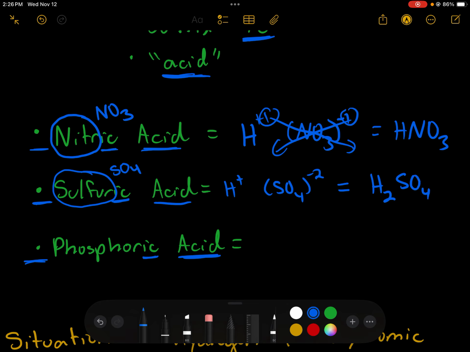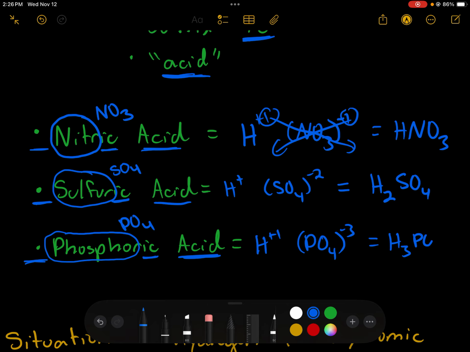Phosphoric acid. I am looking at that root, and it's most of phosphorus. But again, I don't see a prefix, so instead of phosphorus, I'm going to be looking at phosphate, PO4, with hydrogen. I take my hydrogen, I take my phosphate with a -3 charge, and I swap and drop them. So I end up with H3PO4.